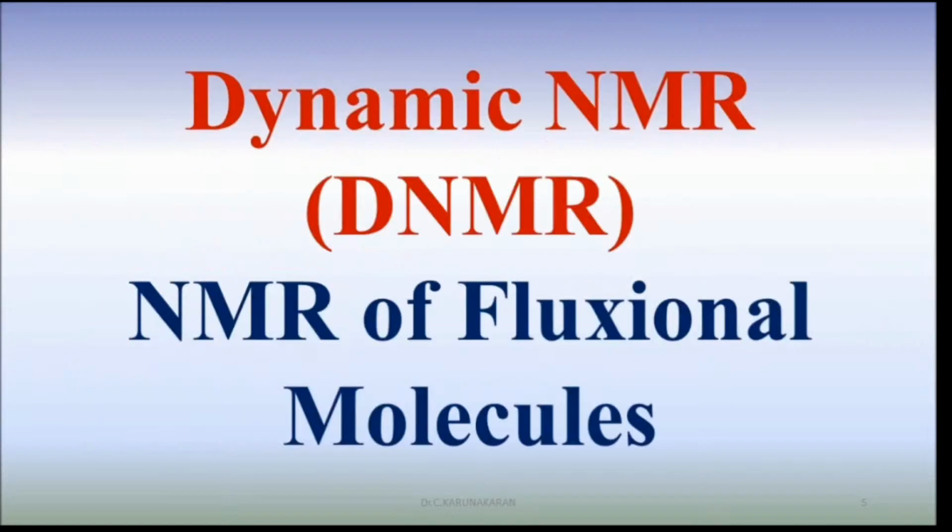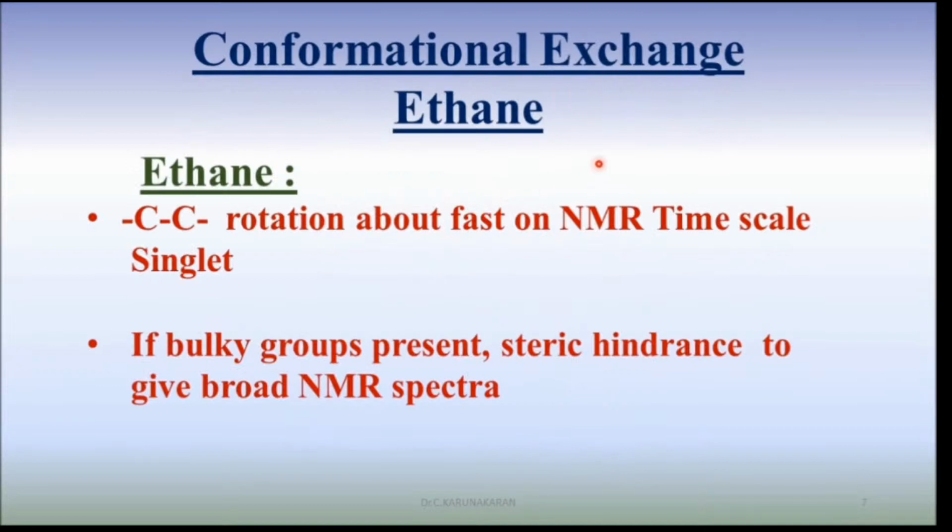We will further study dynamic NMR, temperature dependent NMR, NMR of fluxional molecules. In the case of ethane, there are two methyl groups. The six methyl protons are equivalent because of C-C single bond rotation. The rotation is very fast compared to the NMR time scale. Therefore, it appears as a singlet.